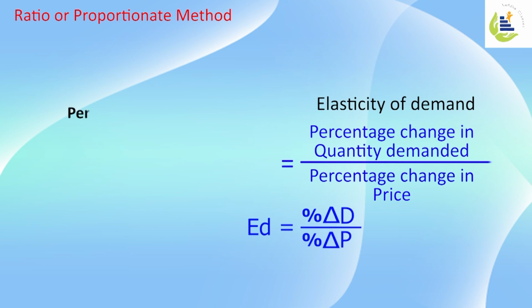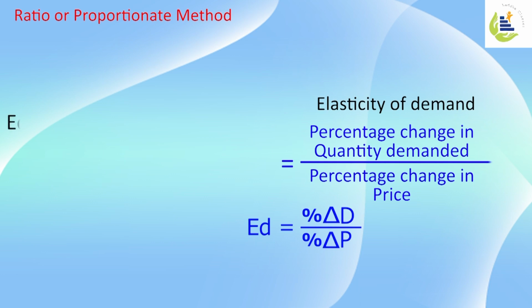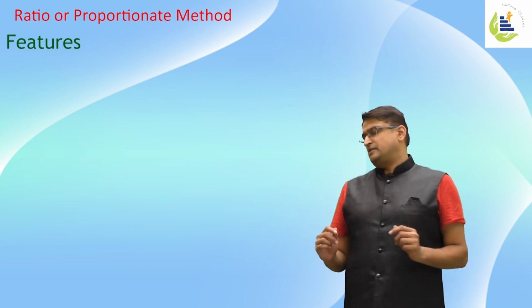How do you calculate percentage? It's change over the original value. So, elasticity of demand is change in demand over original demand, whole divided by change in price over original price. If we simplify the formula, what you get is change in demand over original demand into original price over change in price. There are few facts about this formula.